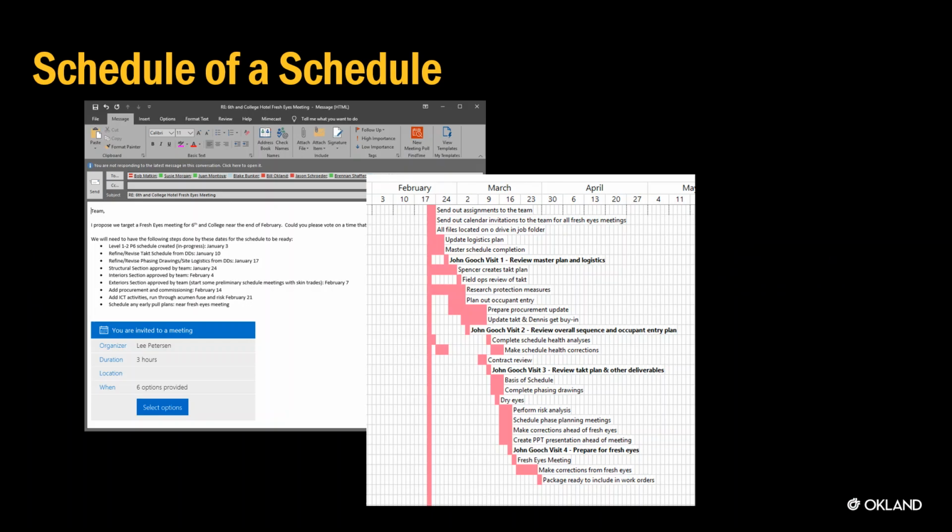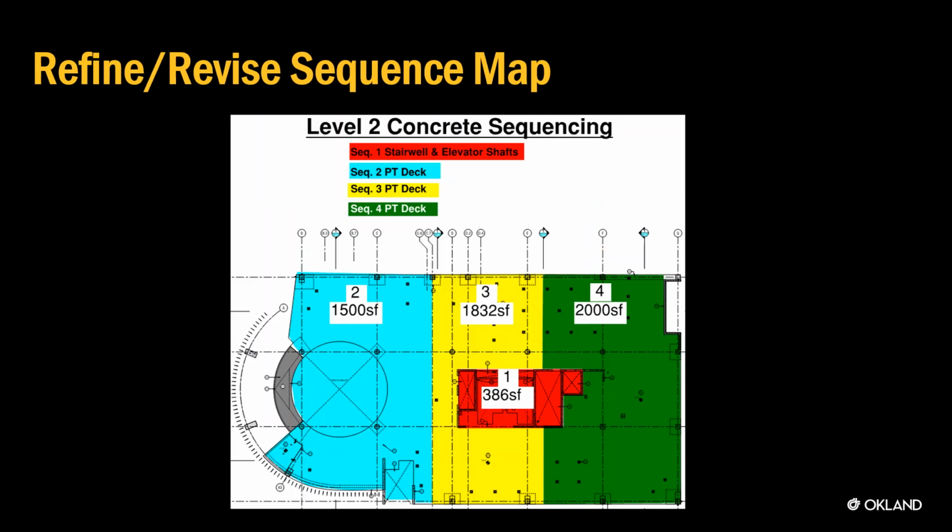Then we have the DD phase. In this phase, one of the things you're going to do is develop a schedule of a schedule. So what are the check-in points your team needs to do to support you in developing the schedule? This can be done through email and followed up on weekly, or it can be done in a tact schedule-like format like you see in the pink.